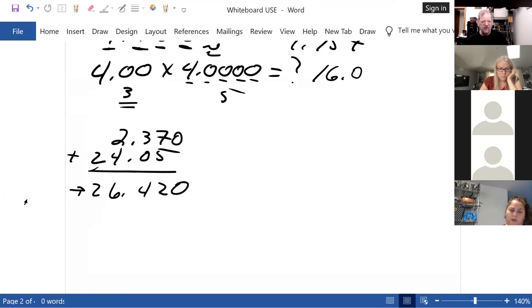All right, look at the first number. How many significant figures past the decimal? 1, 2, 3. Remember, zeros after a decimal are significant. Here, how many significant figures past the decimal? 1, 2. Therefore, my answer should have 2 past the decimal. Use this number to round off.